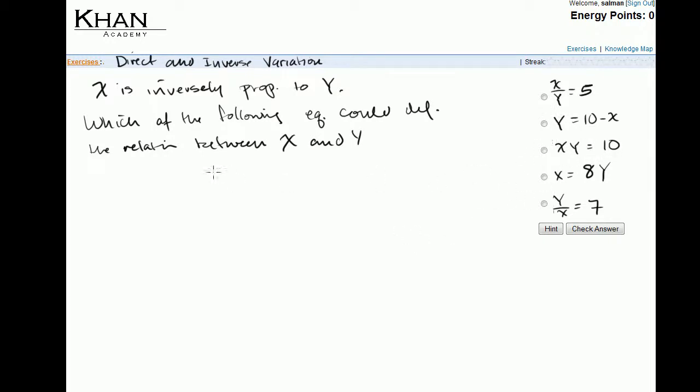And then based on what the correct choice is, give appropriate hints, just like we did in the last type of direct and inverse variation problem.